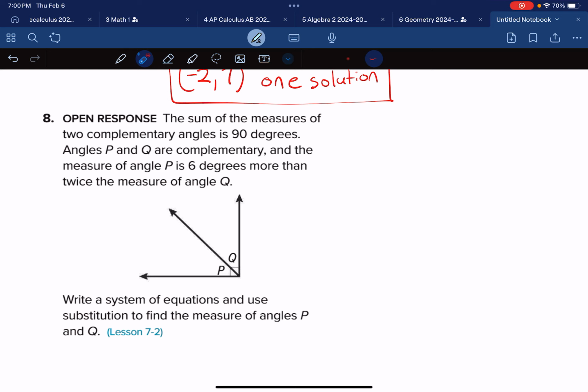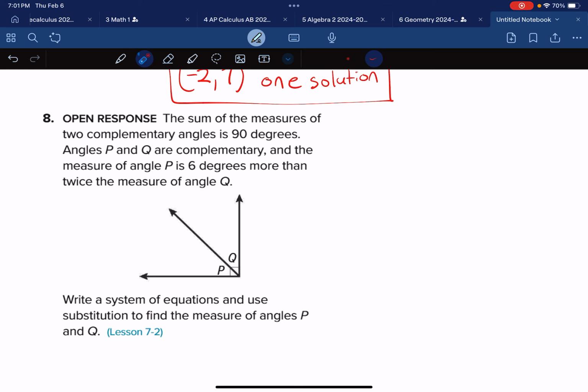Good to know. Angles P and Q are complementary, which we already said. And the measure of angle P is 6 degrees more than twice the measure of angle Q. That sounds a little bit tricky. We'll come back to you. We need a system of equations and find the angles of P and Q. And it's specifically telling us to use substitution. We're forced to use substitution. We can't use elimination, which is my personal favorite method on solving a system of linear equations.